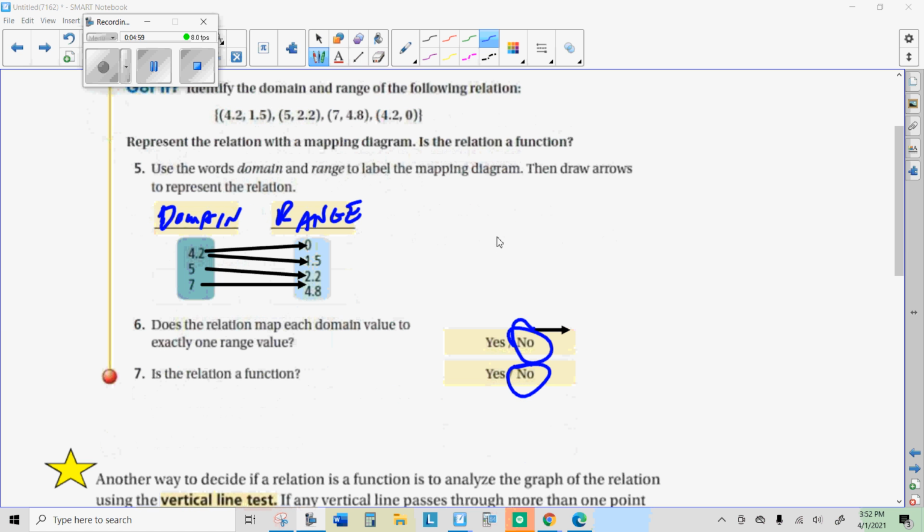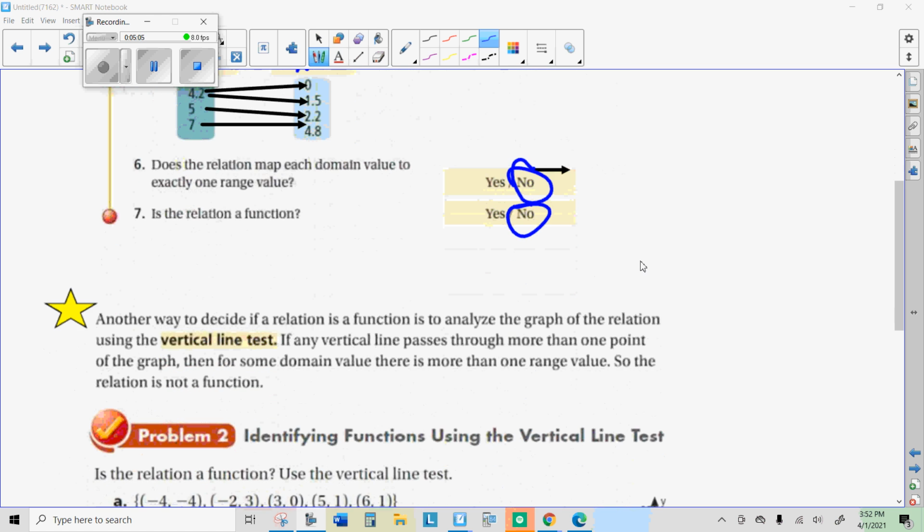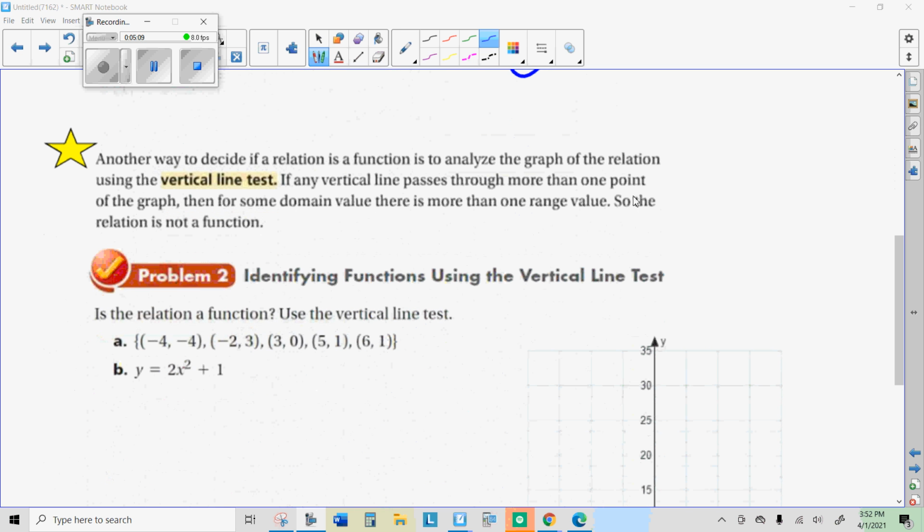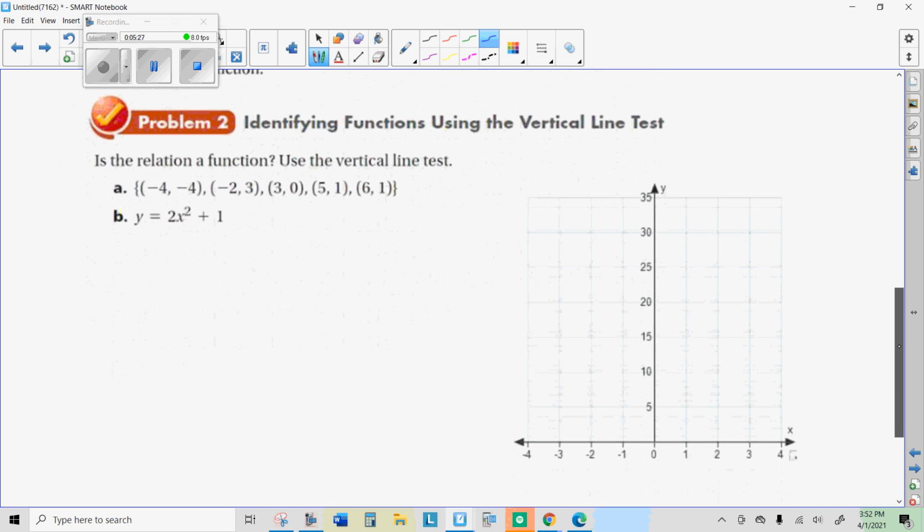All right, so another thing we can do to decide if a relation shown by a graph is a function is something we call the vertical line test. If a vertical line passes through more than one point on the graph, that means that for some domain value there's more than one range value. So the relation is not a function.